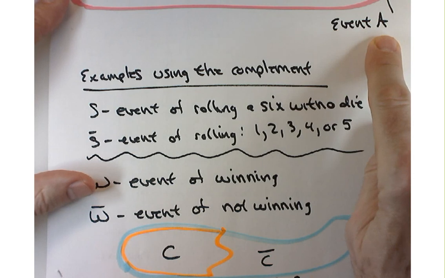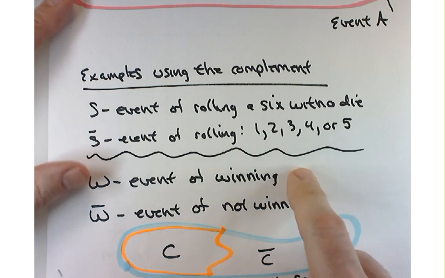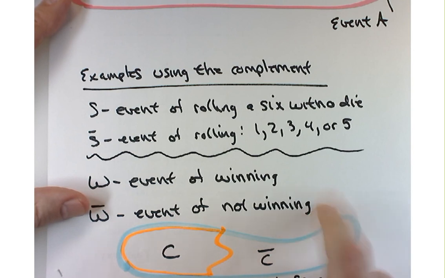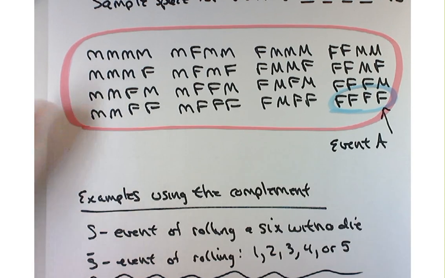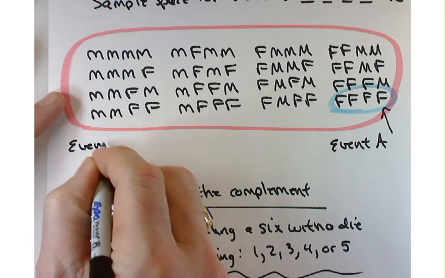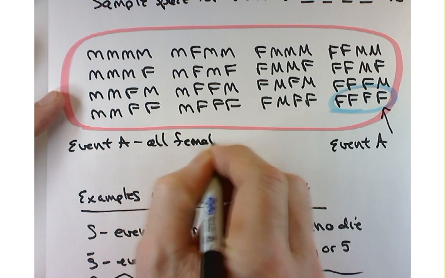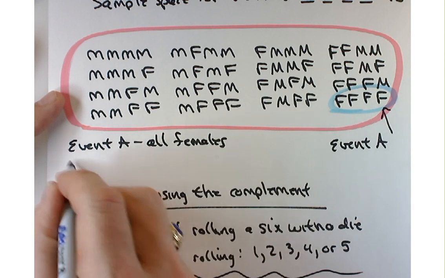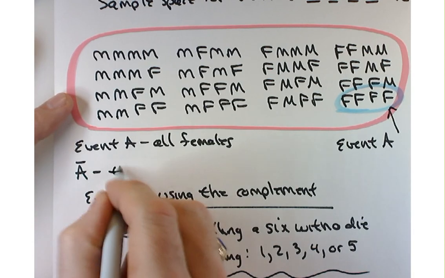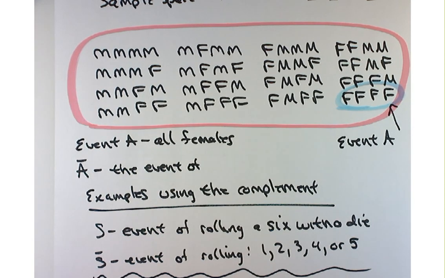Let's look back up here. There was somebody who was still curious about this event or this event. So you win or you don't win. Those would be those two complementary events. Up here, event A is that you get all females. So event A, all females. What would A bar be? Is the event of what? Anything other than all females. Yeah, anything other than all females.